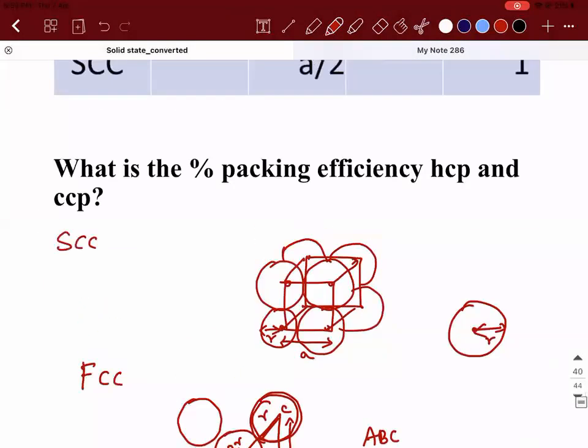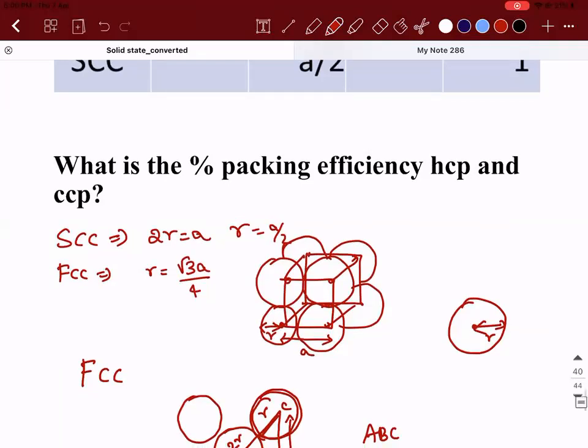See, for SCC, 2R is equal to A, and R is equal to A by 2. For FCC, R is equal to root 3 A by 4. Clear? You got this, guys, or not? Now just interrelating, A is equal to 4R by root 3. What will it be for BCC? R is equal to A by 2 root 2. So now A is equal to 2 root 2 R. That's it. Don't get confused. This is what you have calculated. Clear?